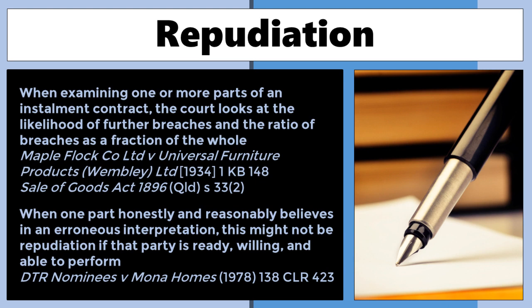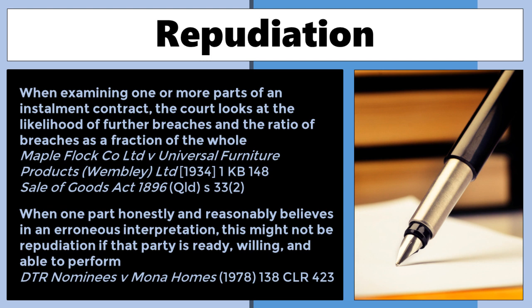Hey, $120,000 contract. What's the likelihood of further breaches? And then they can work out from that point in time, are these breaches really small as a ratio of the entire contract? And are they likely to continue? That's what the courts look at. We call it the Maple Flock principle. It comes from Maple Flock and Universal Furniture. Okay, so it's a lot longer than I thought. It's almost 100 years old. I didn't realize that.